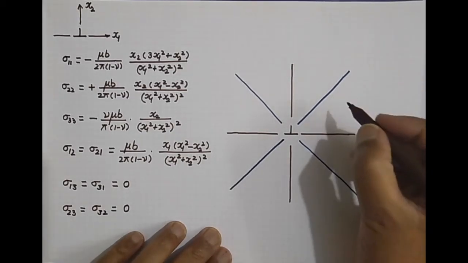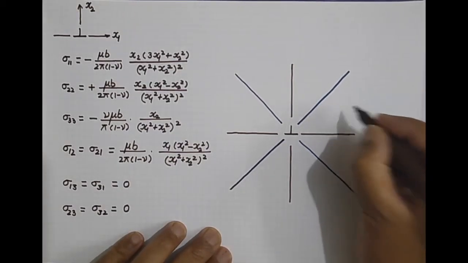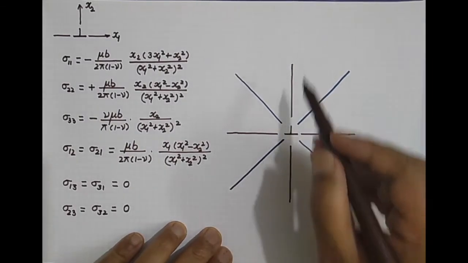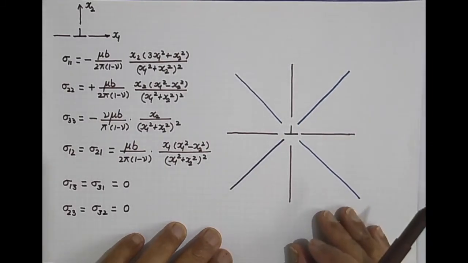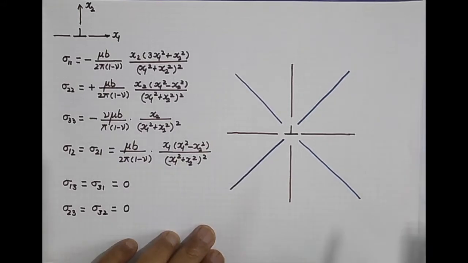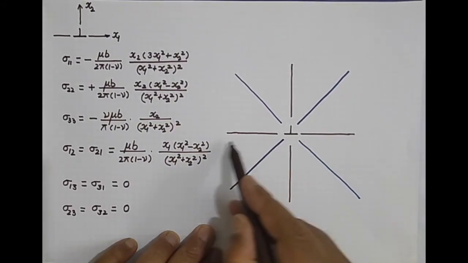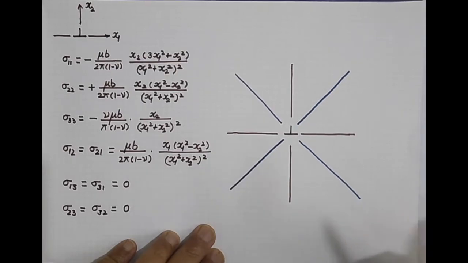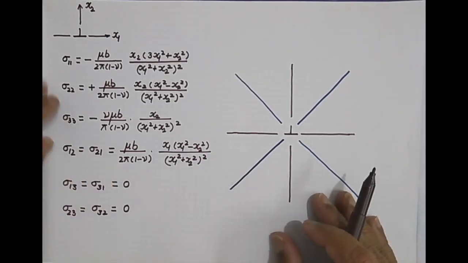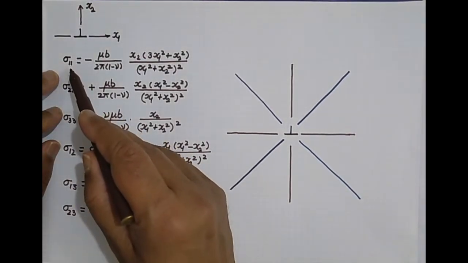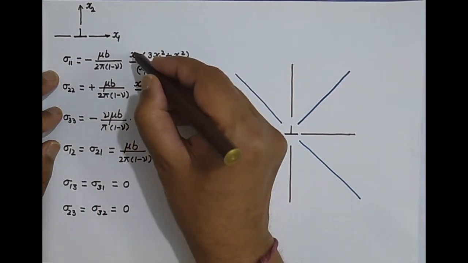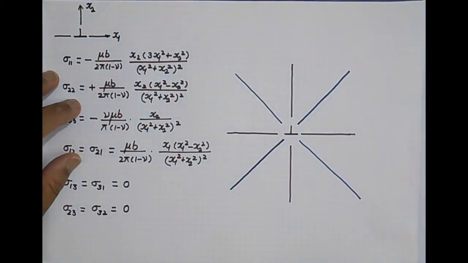So let us first look at this sector. Let us look at these lines first of all. What will happen along these lines? Along the x-axis, along the horizontal line, x2 will be 0. And you can see that both in sigma 1,1 and sigma 2,2, you have this x2 component here.